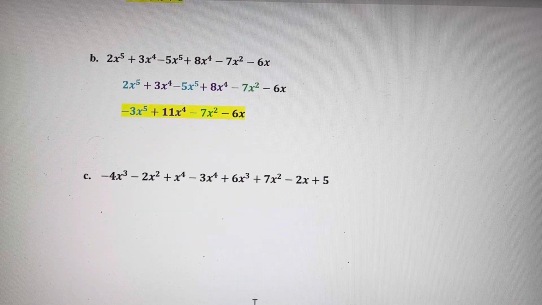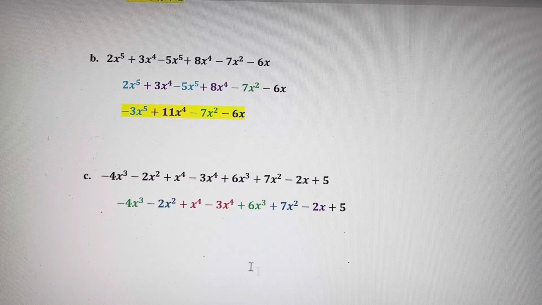And finally, we've got a longer one here we want to deal with. I'm going to color code first. So the x cubes are in green. The x squareds are in blue. The x to the 4th are in red. The x is in purple, and the constant is black.